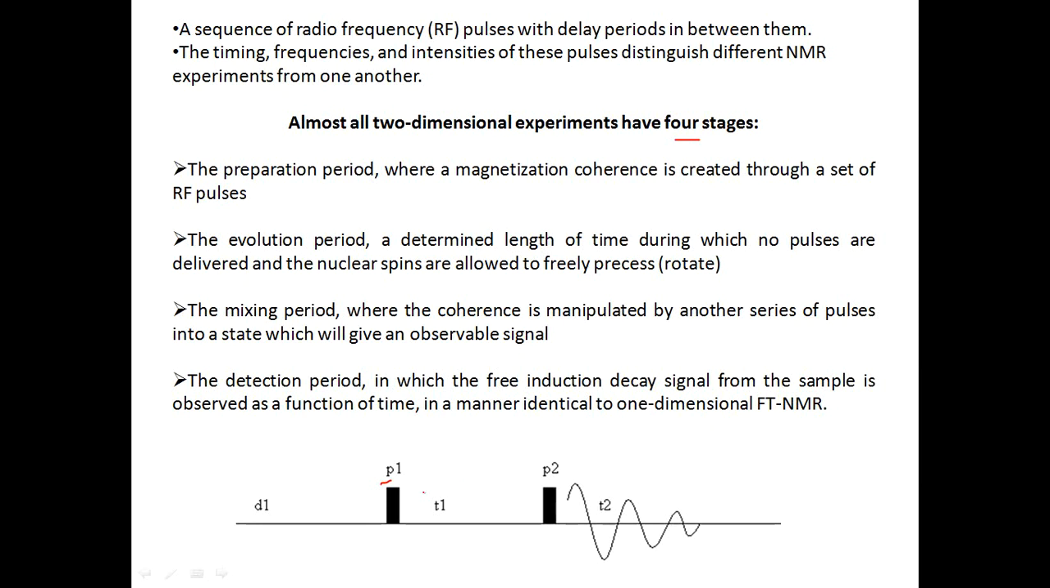Then the evolution period is given for a particular time period. After the RF pulse, the proton nuclei are allowed to freely rotate, and then in a mixing period, a second pulse P2 is applied. After the second pulse is applied, after the free decay, the FID is detected and Fourier transformed. So these are the basic four steps involved in any two-dimensional spectra.